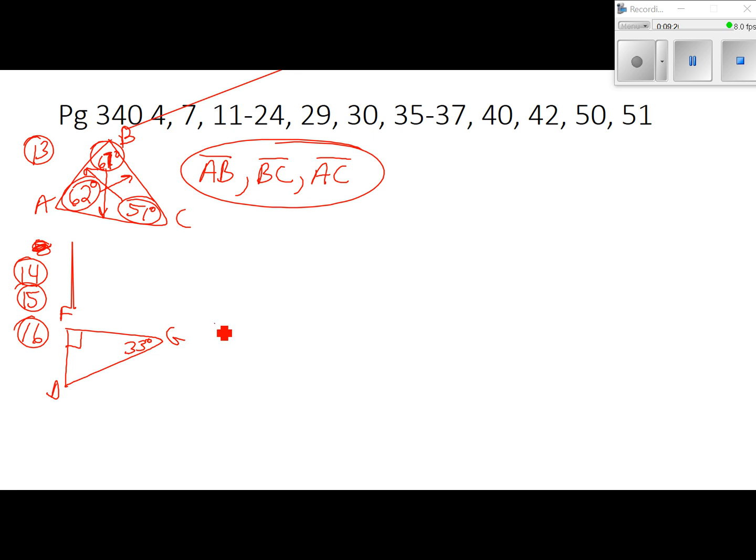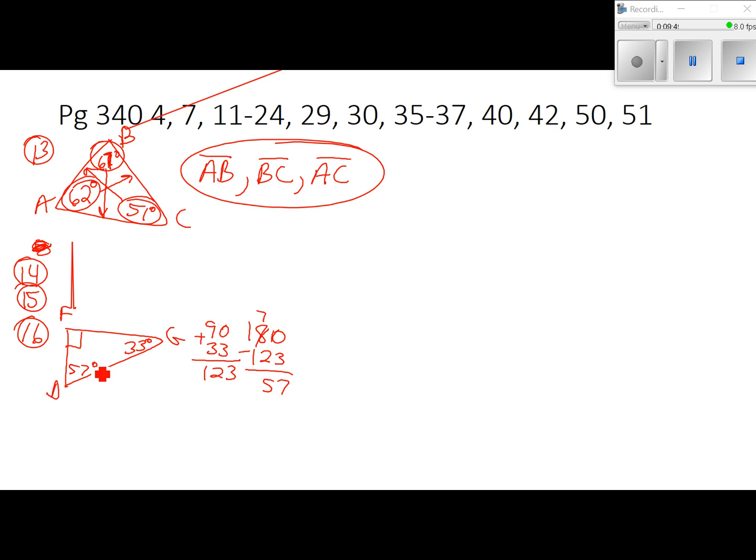First thing I got to do is I'm going to take 90 plus 33. It's 123. Take 180 minus 123. Borrow here. That gives me 57. So this other angle is 57 degrees.